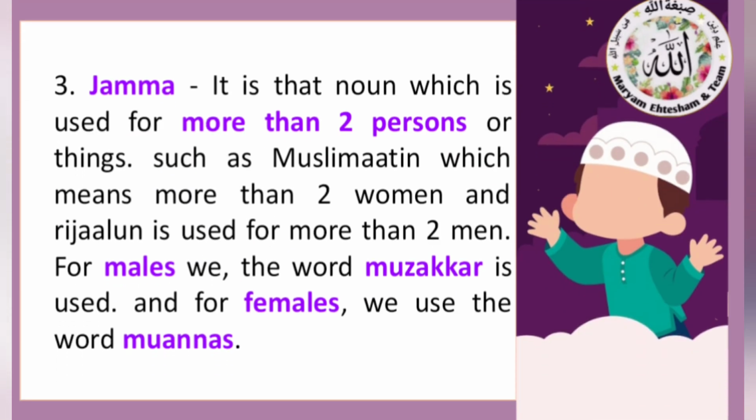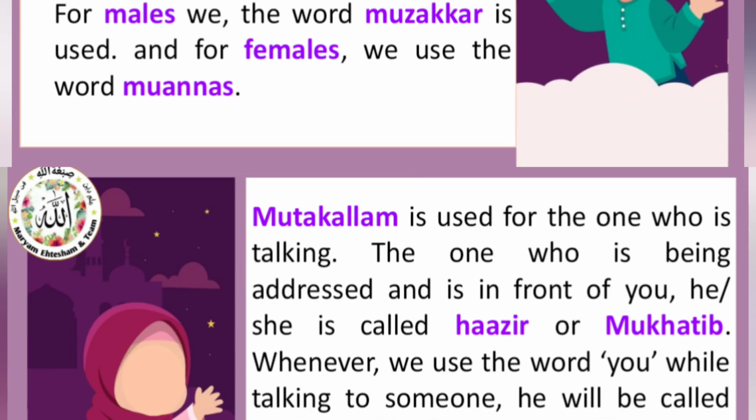Then comes jamma. It is that noun which is used for more than two persons or things, such as muslimatin, which means more than two women, and rijalun is used for more than two men. For males, the word muzakkar is used, and for females, we use the word muannas.